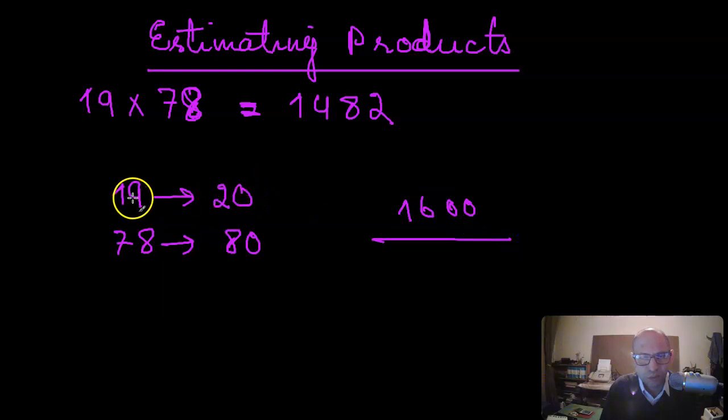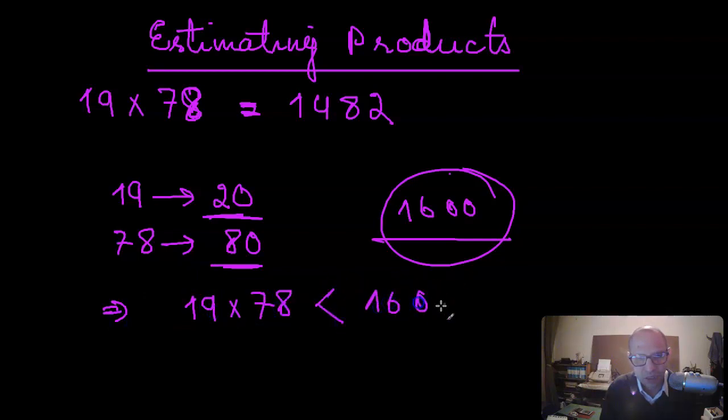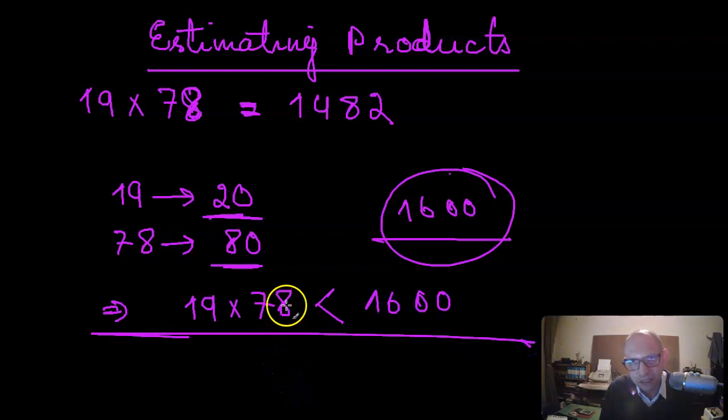And you see, when I rounded the numbers, both of the actual numbers are smaller than their rounded counterparts, meaning that 19 is smaller than 20 and 78 is smaller than 80, right? So when I multiply 20 and 80 together, their product must be larger than the actual product of 19 and 78, which means that from this I can conclude that 19 times 78 is going to be less than 1600, right? It's going to be less than 1600.